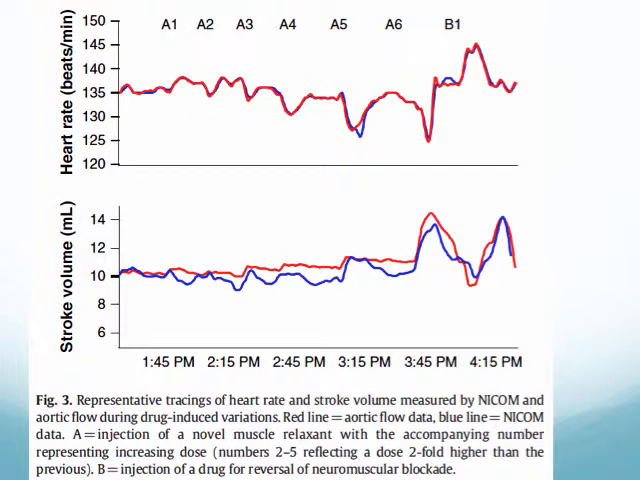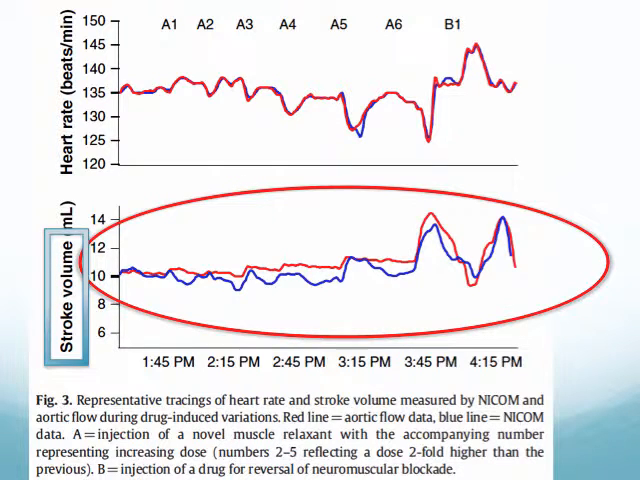The experimental gold standard for measuring stroke volume is obtained by inserting an aortic probe. In this graph, the measured stroke volume, in red, from the aortic probe was compared to the stroke volume calculated by the NICOM monitor, shown in blue. The NICOM monitor was able to accurately track changes in stroke volume and cardiac output.